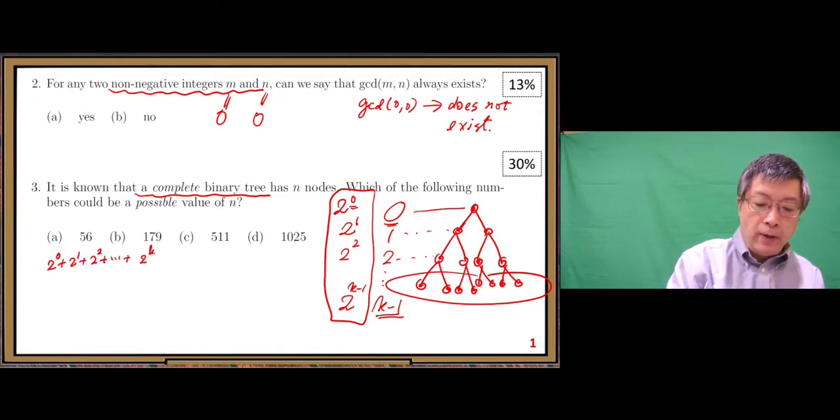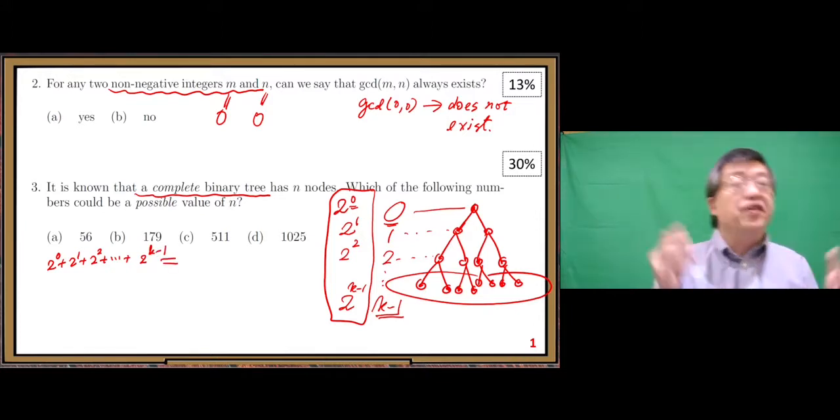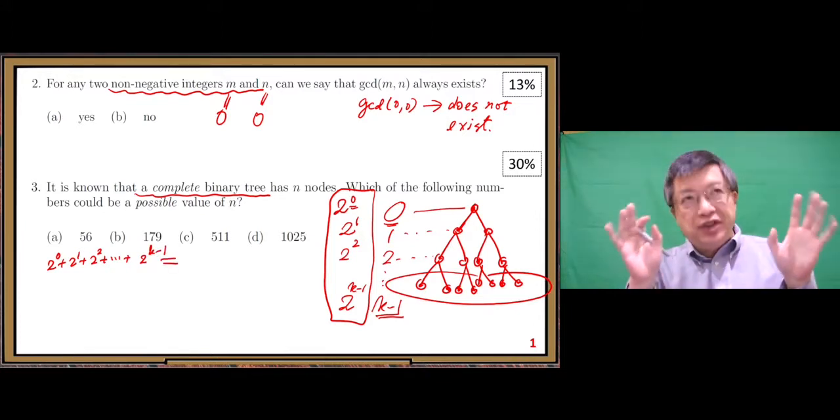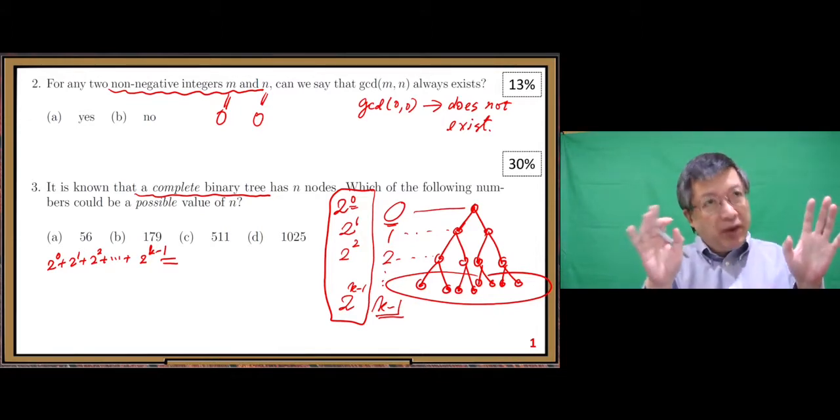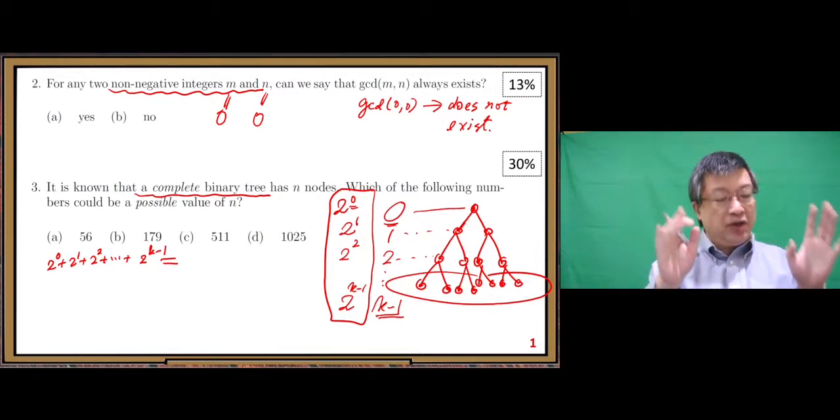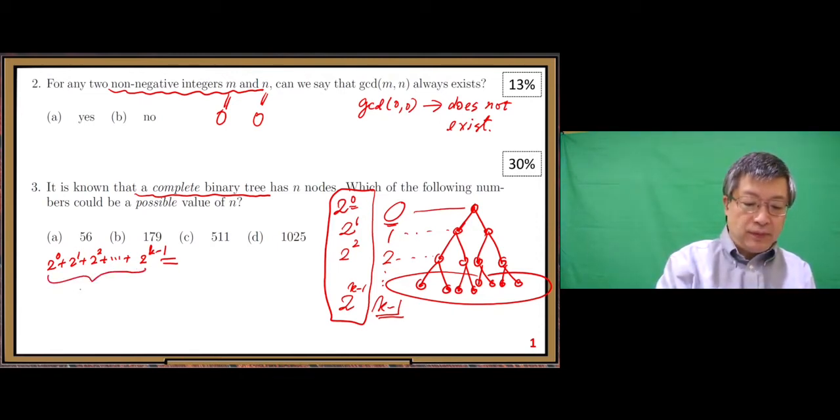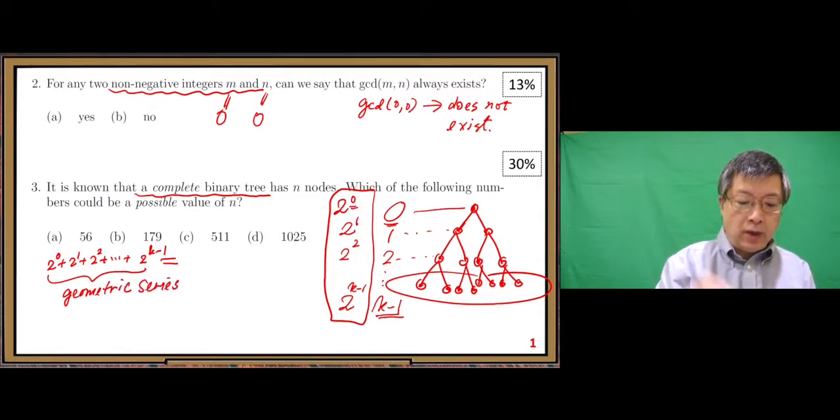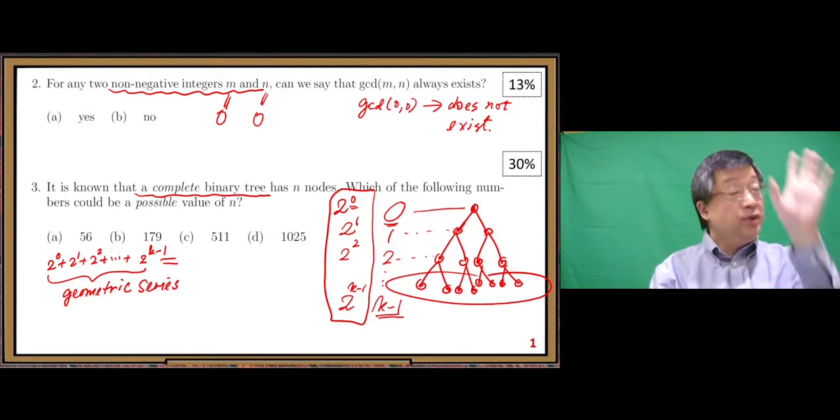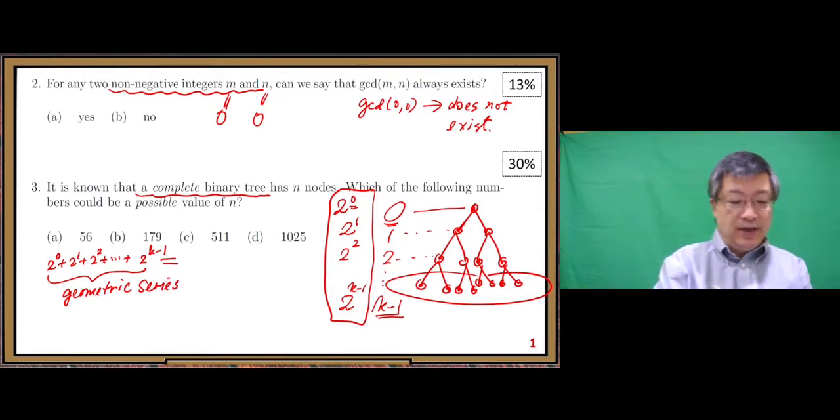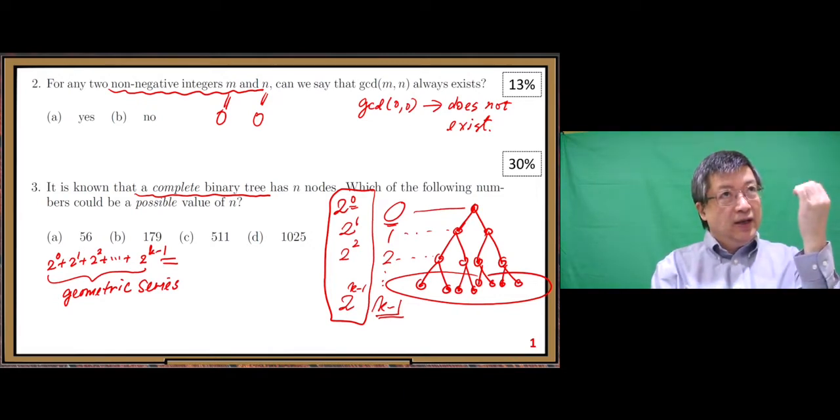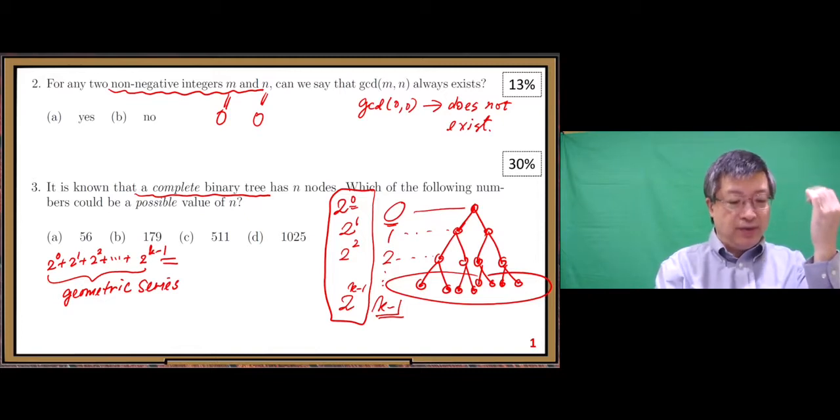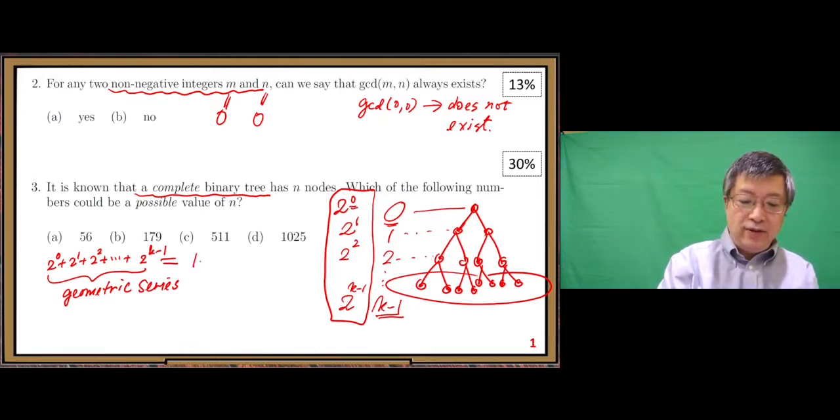Now let's add all these numbers. How to calculate this number? This is a geometric series. The formula, I hope you know the formula. The first term, here, the first term is 1.